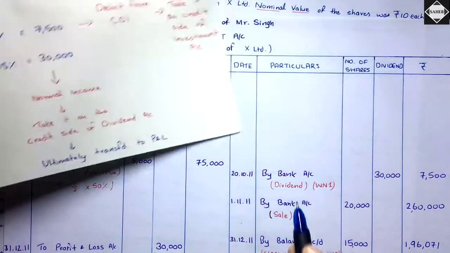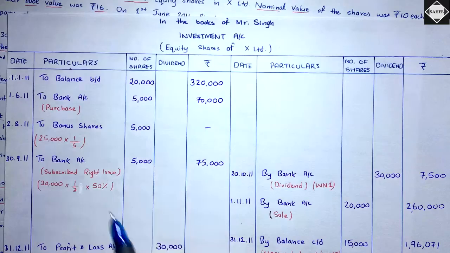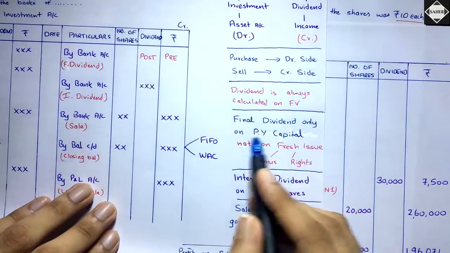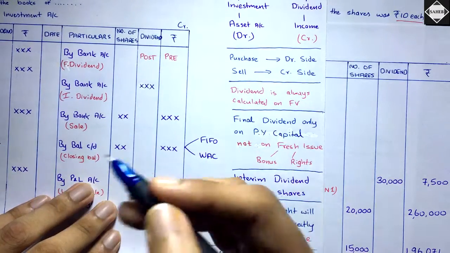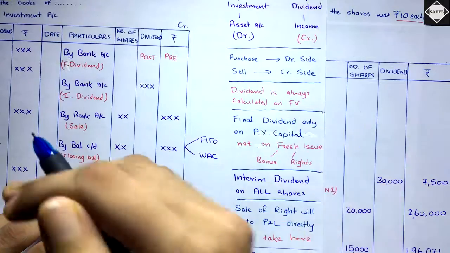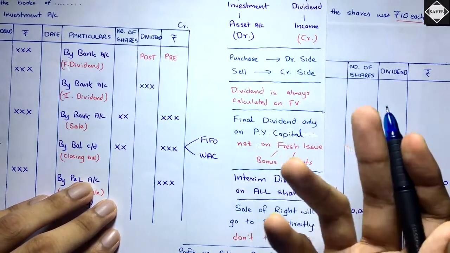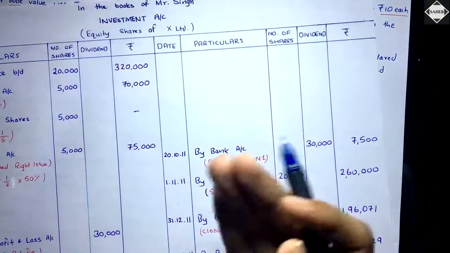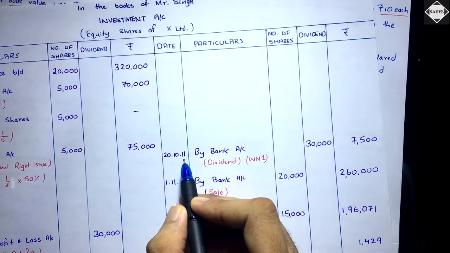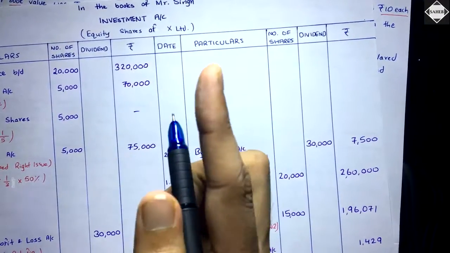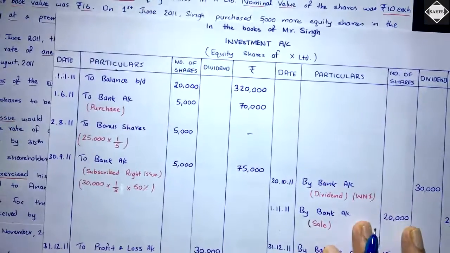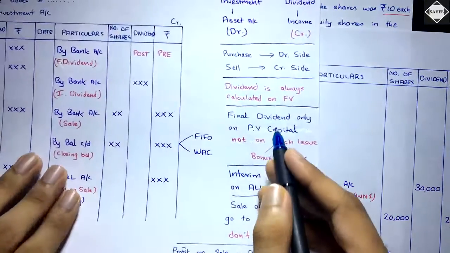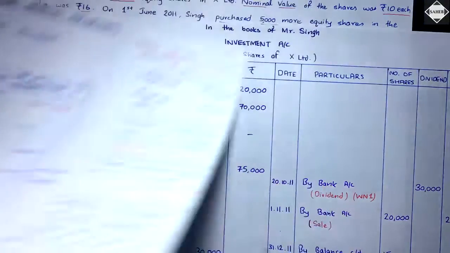And never calculate the final dividend on bonus shares and the right shares. Always remember that. See the notes over here. Final dividend is only calculated on previous year capital. What was the capital that was outstanding in the balance sheet of the company in the previous year, because the dividend is also of the previous year. फाइनल डिविडेंड कब का होता है? ये जो डिविडेंड दे रहे हैं, ये डिविडेंड कब का है? पुराने साल का है, नॉट ऑफ 2011. या नो, इट वाज ऑफ 2010-11, पुराने साल का था, राइट? So that's why you have to calculate it on previous year closing capital, not on fresh issue that you have made in this year.